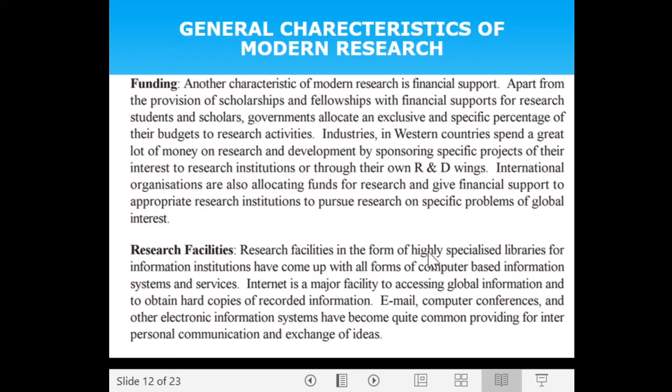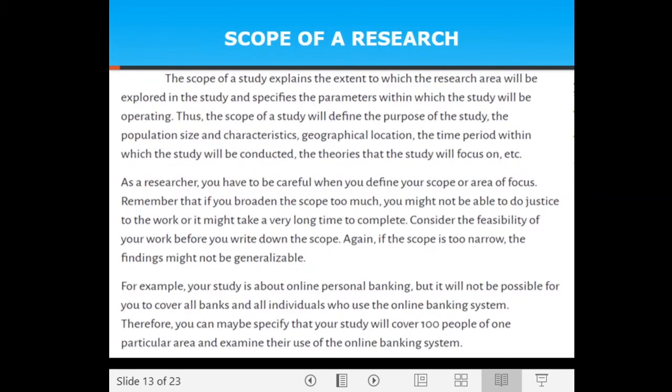The next is scope. So far we saw the concept of research, the meaning of research, the acronym of the word research, and general characteristics and modern characteristics of research. Now there is the scope of research. Scope is nothing but the limitation and the coverage. As I said earlier, it is not easy to cover all the aspects of research. The scope explains the extent to which the research area will be explored in the study and specifies the parameters within which the study will be operating.